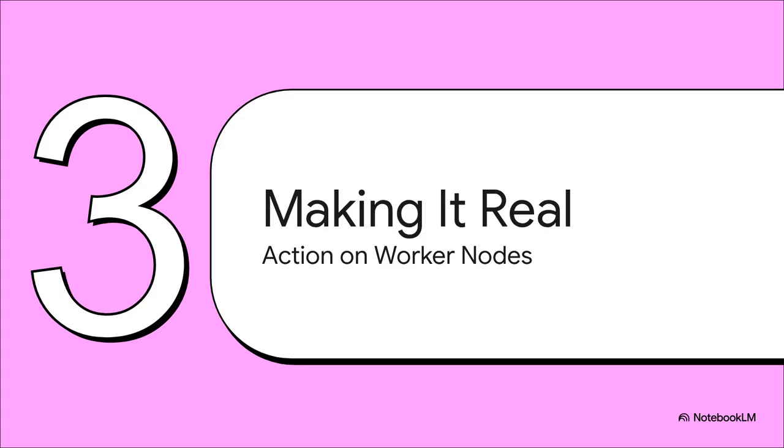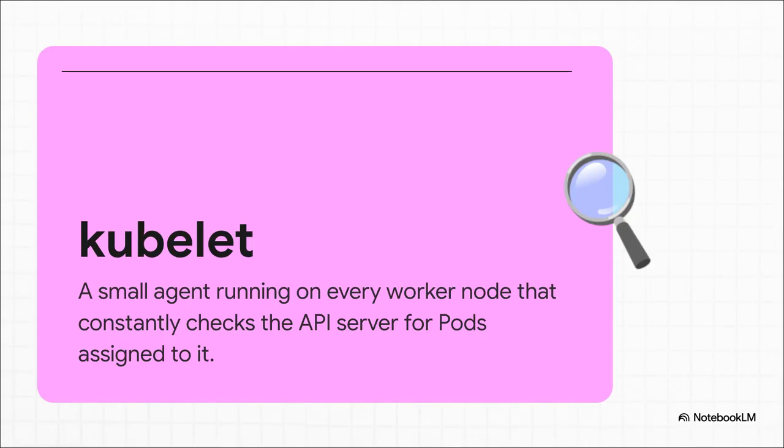All right, the plan is locked in. Now we move from the brain of the operation, the control plane, down to the hands of the cluster, the worker nodes themselves. This is where the plan becomes reality. So on every single worker node in your cluster, there's this little agent running called the kubelet. And its job is pretty straightforward. It just keeps checking in with the API server, basically asking, hey, got any work for me? Any pods assigned to this node? It doesn't wait for instructions to be pushed to it. It's actively pulling its assignments.